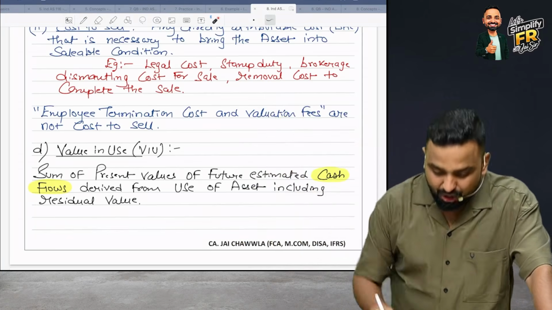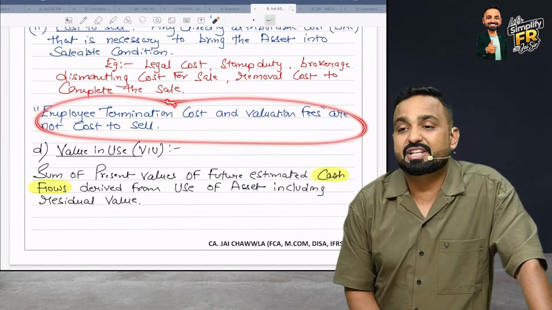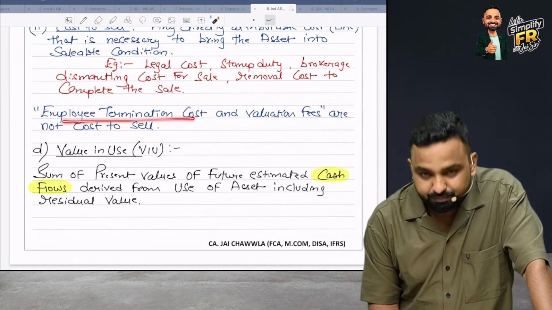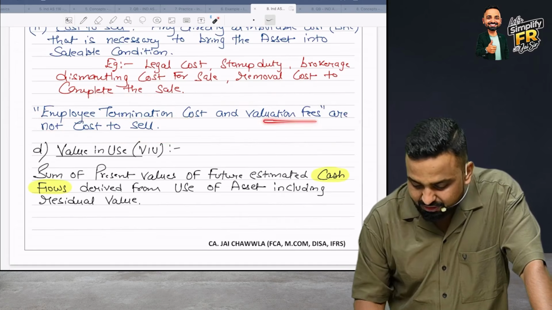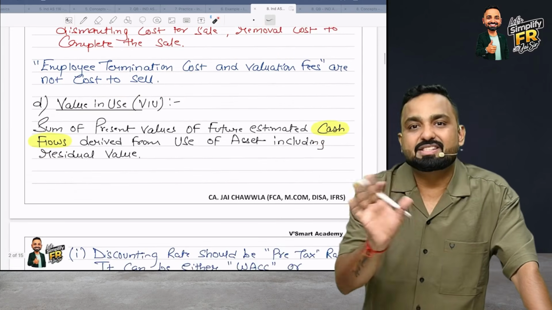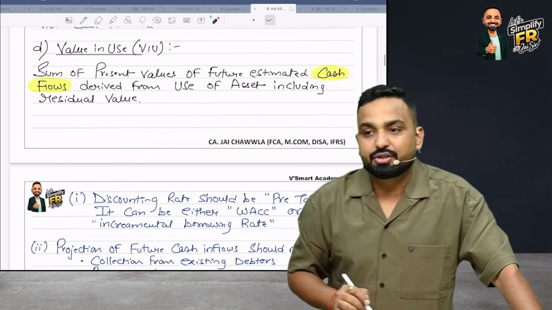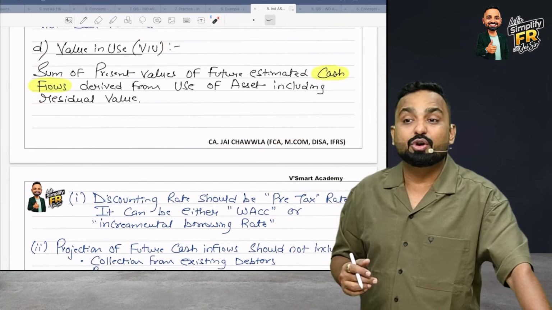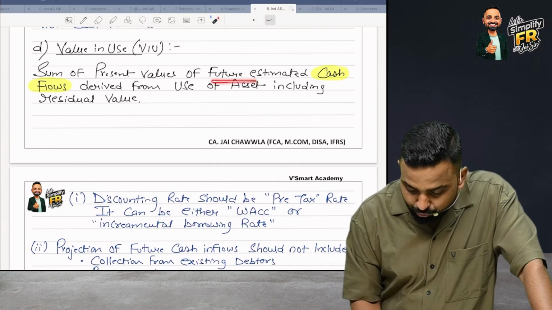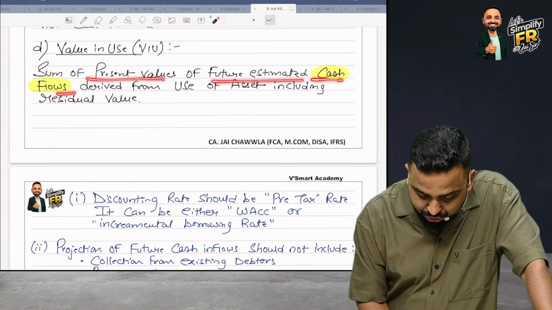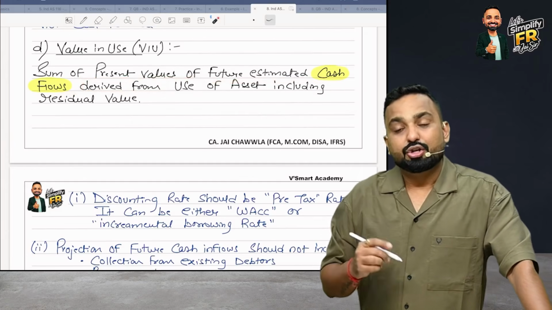But these are the 2 costs which are not necessary to bring the asset into saleable condition: termination cost of employees and valuation fees. Now, let us talk about value in use. What is value in use? It is the present value of future estimated cash flows, which are to be derived from use of the asset.